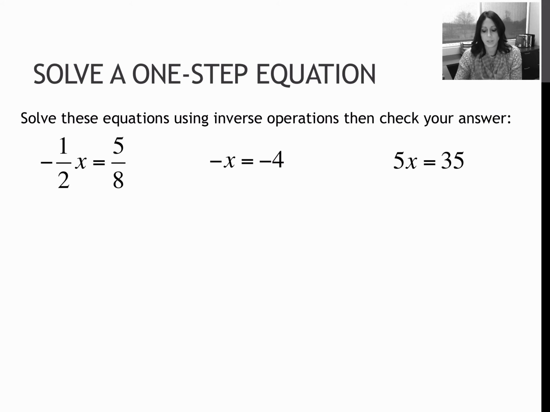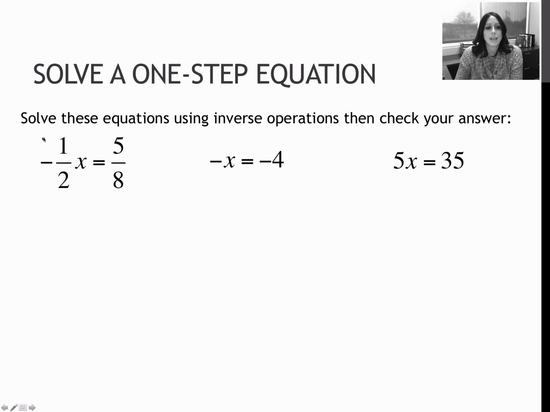Let's do a couple more together. These get a little bit trickier, a couple of them. Over here, this is x times negative 1/2 equals 5/8. So you kind of have a choice here. This is negative 1/2 times x, so to undo multiplication we divide, but that would mean I'm dividing by a fraction, and that's typically not very much fun.